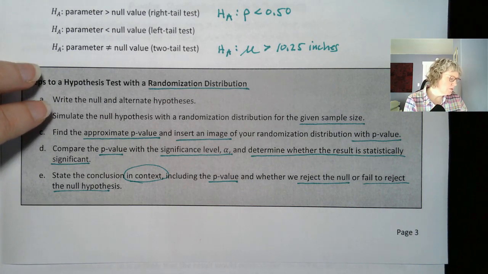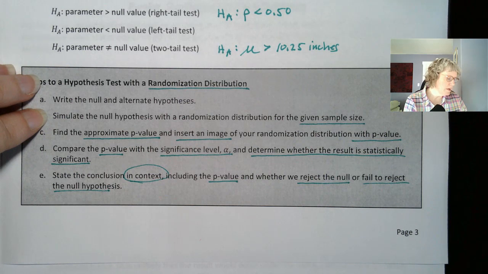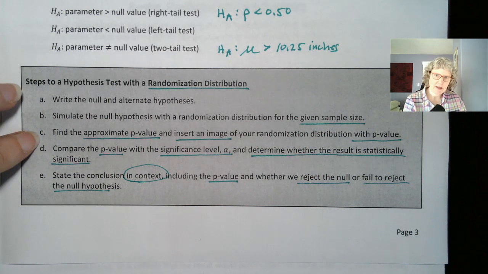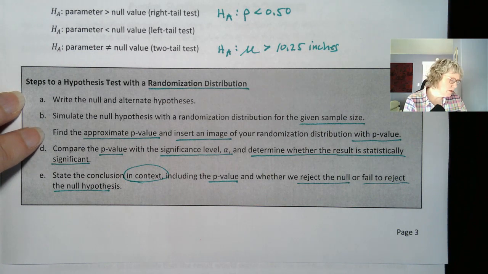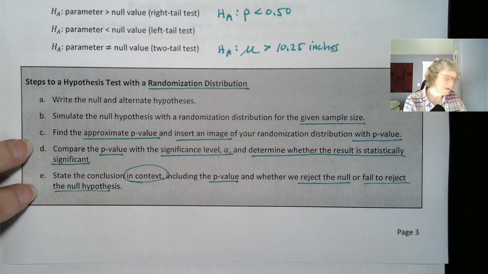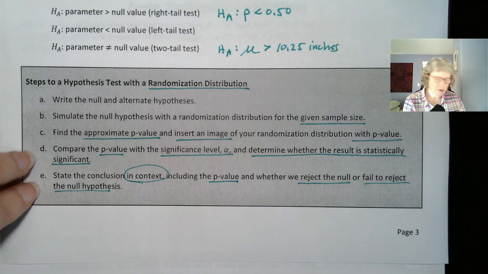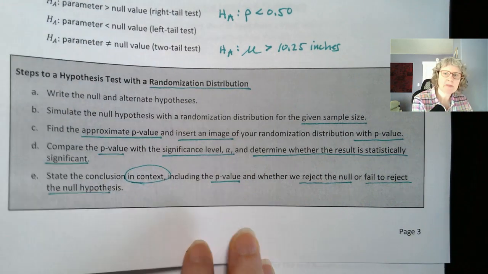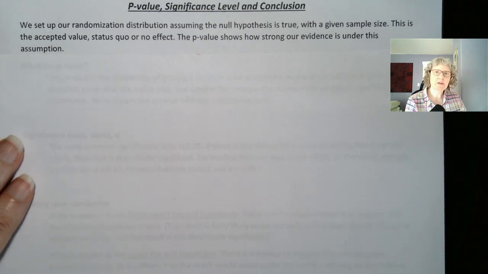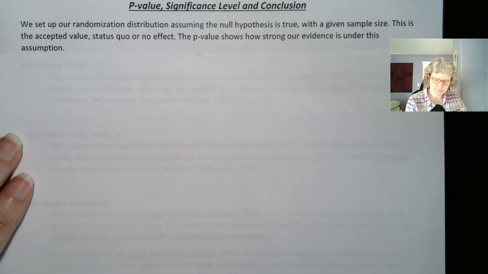And then we've done some simulating of the null world, or the null hypothesis, with a randomization distribution. And then we've seen what this p-value is and how to get it. And then we've compared the p-value with a significance level and stated the conclusion in context. But I want to explain more about C, D, and E. I want to break those down a little bit more, okay? So that's what this video is about. So p-value, significance level, and conclusion.